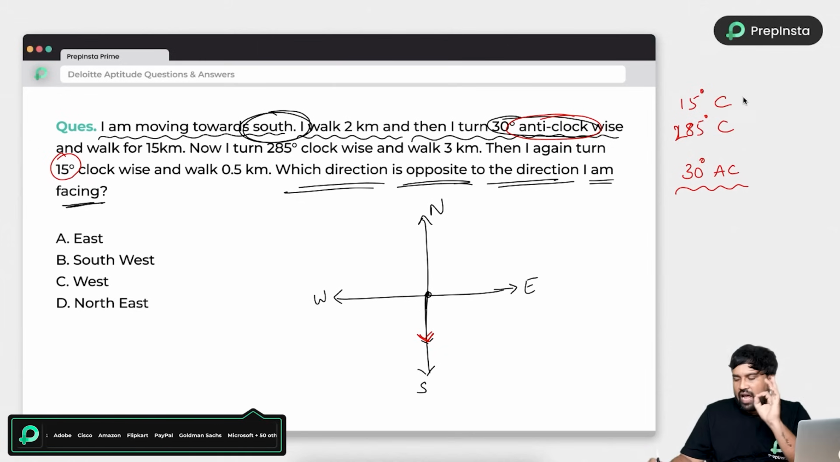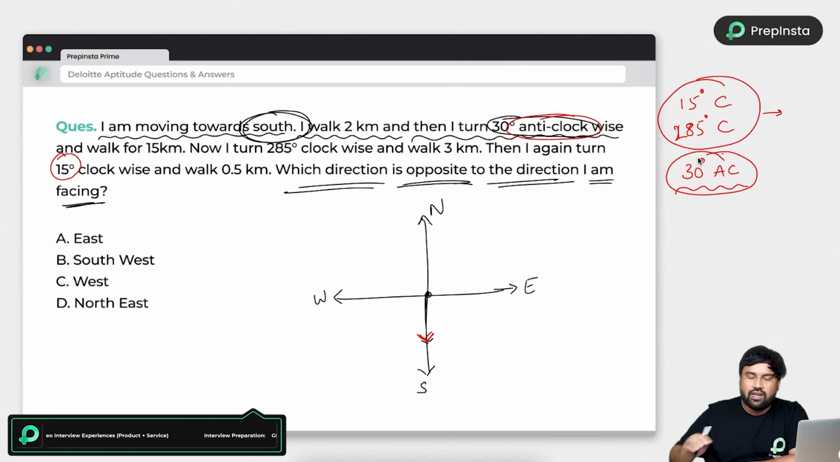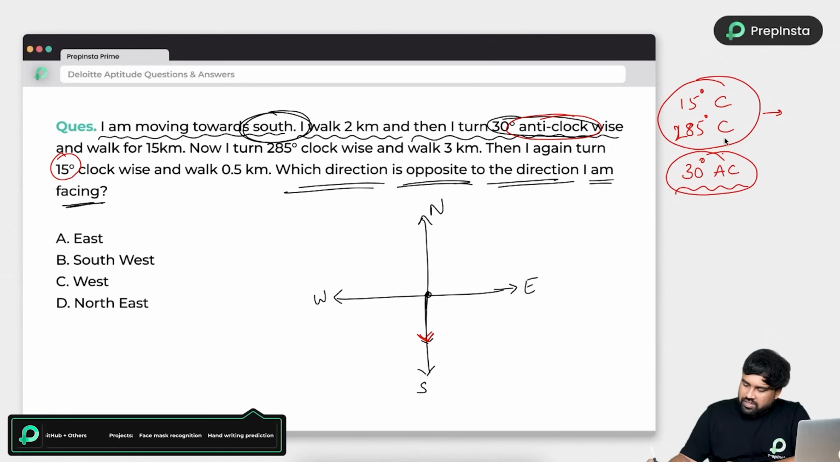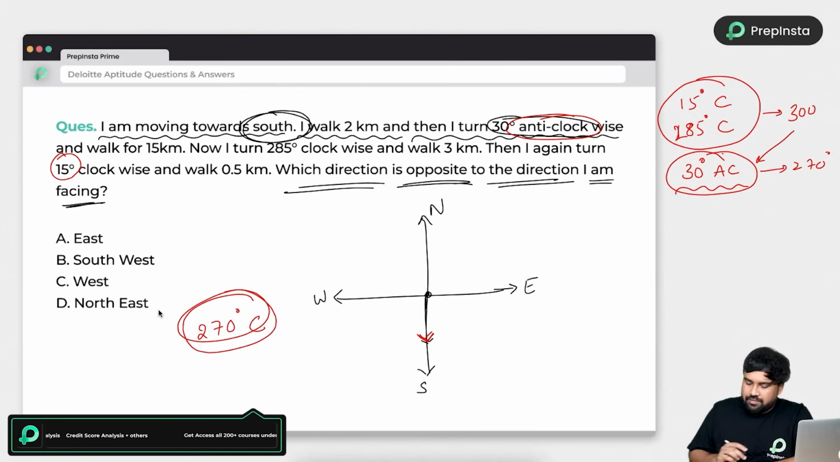So you need to add all the clockwise directions and take the difference with the anti-clockwise. Simple. So you have to take the difference of different directions. The clockwise direction sum is 300. If you subtract, it will become 270 degrees. So 270 degrees clockwise is the resultant.